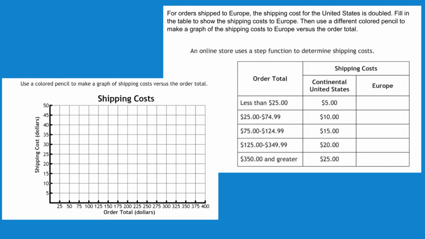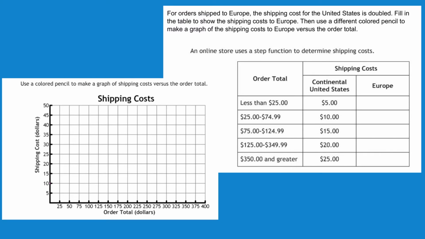All right, here's another one that they want us to graph. It says for orders shipped to Europe, the shipping cost for the United States is doubled. Fill in the table to show the shipping cost to Europe. Then use a different colored pencil to make a graph of the shipping cost to Europe versus the order total. Okay, so let's go ahead and fill out the table, and then I'm going to let you pause the video and go ahead and start filling yours out on your side.